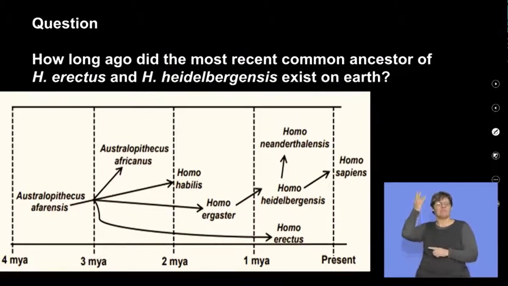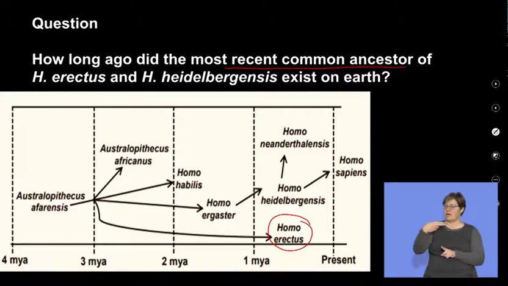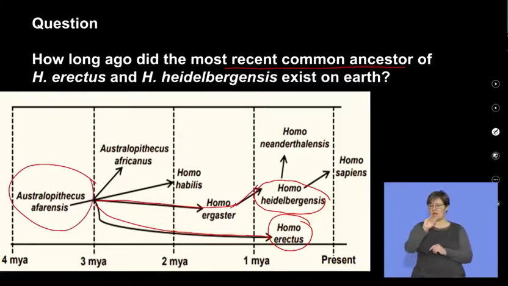Okay, how long ago did the most recent common ancestor, these are always quite tricky, of Homo erectus, so we've got to find Homo erectus over here, and Homo heidelbergensis. Now we need to find their common ancestor. So what do they have in common? Let's take the arrows, and there we go. Where do they link to? The Australopithecus afarensis, the most recent common ancestor. They're going to be there.